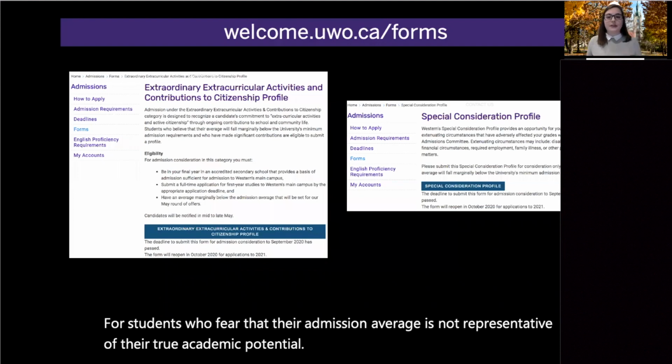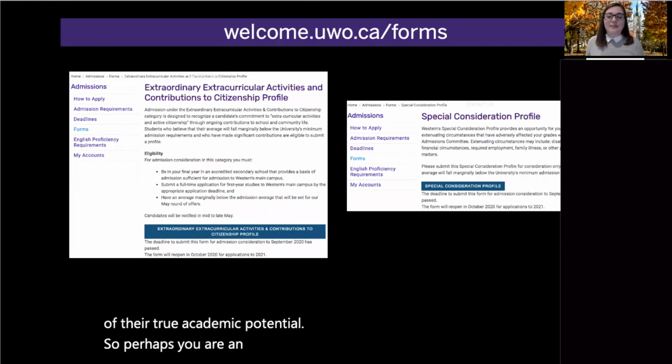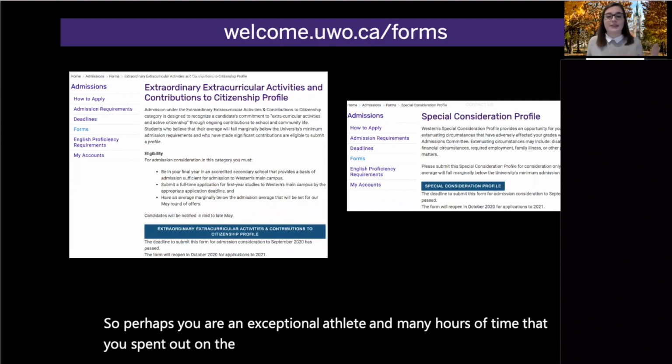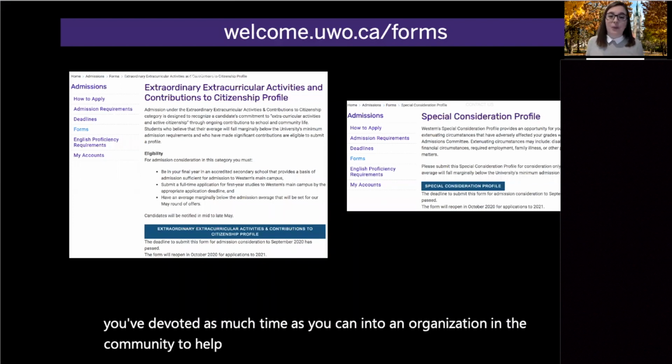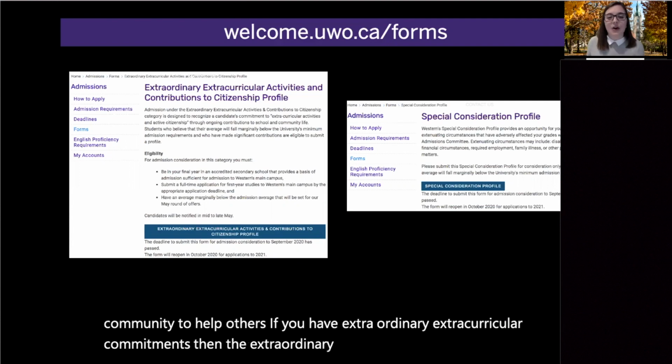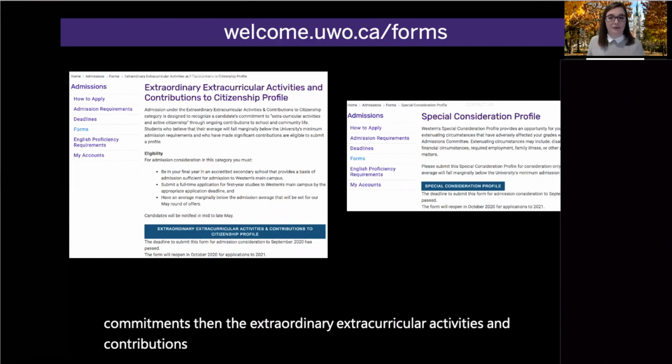So perhaps you are an exceptional athlete and many hours of time that you spent out on the field have taken away from your schoolwork, or you've devoted as much time as you can into an organization in the community to help others. If you have extraordinary extracurricular commitments, then the extraordinary extracurricular activities and contributions to citizenship profile might be a good one for you to fill out.